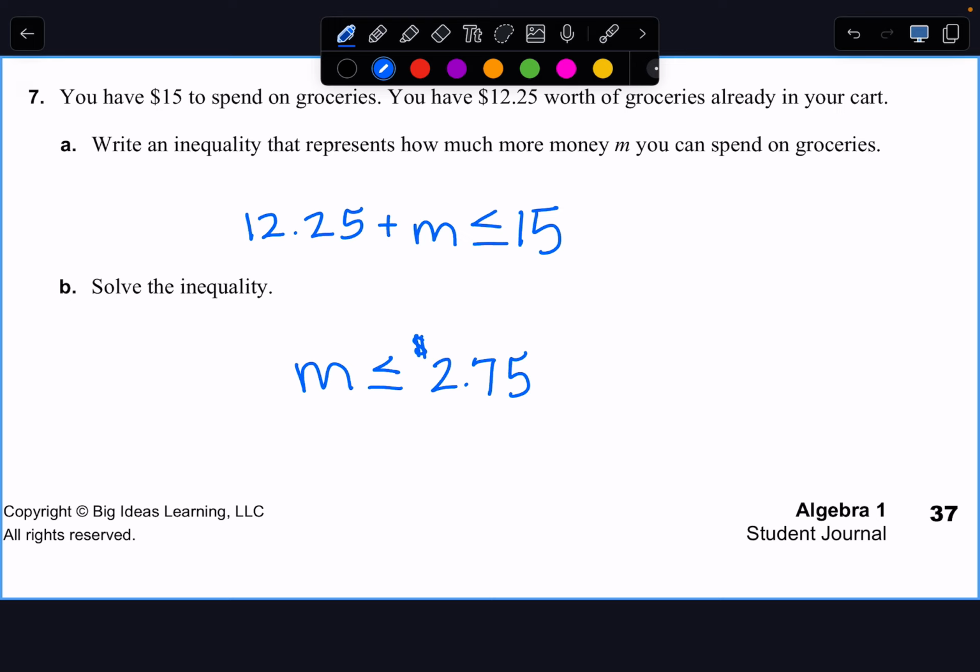Aren't you technically able to spend $15 if you haven't spent any yet? Well, what they're saying is this is in my shopping cart. Like, what can we put in our shopping cart and still be under budget?